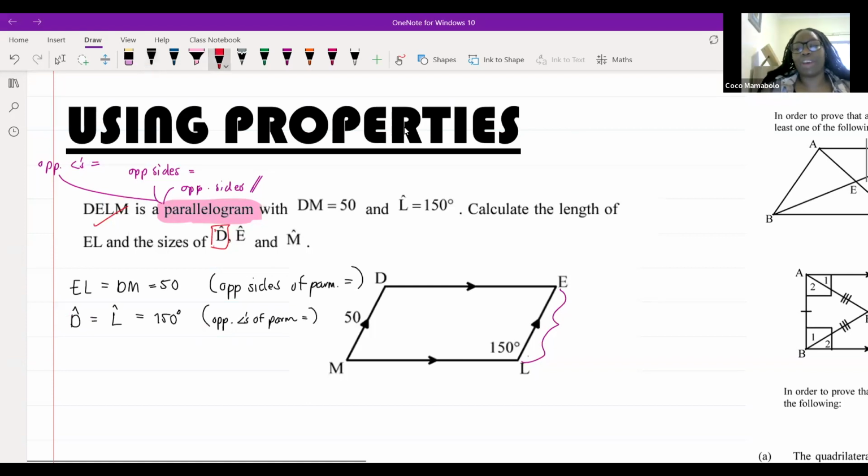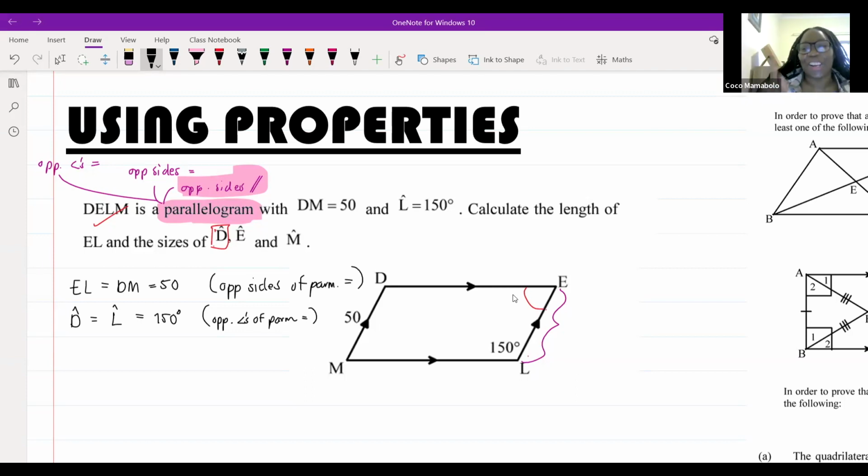Then we need to find the angle E. How can we use the properties that we know to find E? I'll give you guys a hint. We need to use the fact that the opposite sides are parallel. And I will remind you again: parallel lines, what do we need to think of? Parallel lines, fun angles. Let's try and use the fun angles to figure out how to answer that question.